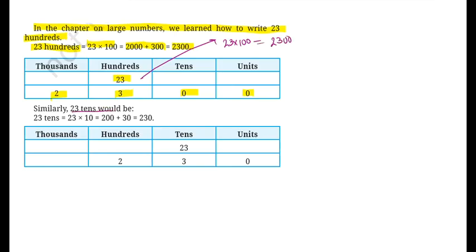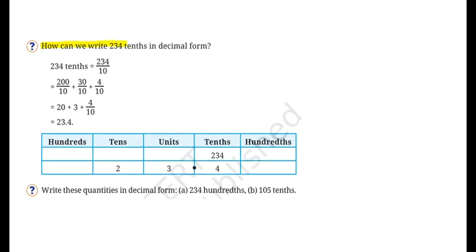Similarly, 23 tens would mean, तो हम 23 tens यहाँ कर दे रहे हैं, right? So 23 tens would mean you are multiplying 23 with a 10, so it will become 230. So there are different ways of representing, but the standard form includes that you write only one number at one place. How can we write 234 tens in decimal form? First of all, 234 tens means 234 over 10, right? Now you have divided it into different sections. So you can write 200 over 10 plus 30 over 10 plus 4 over 10.